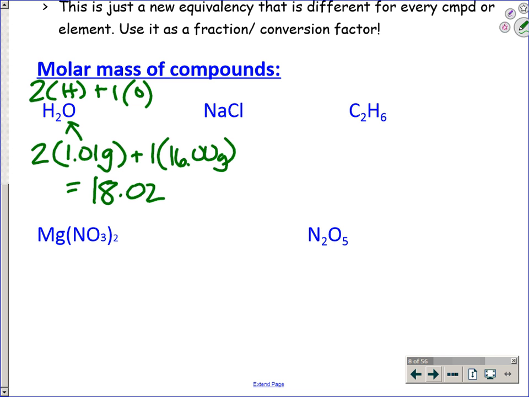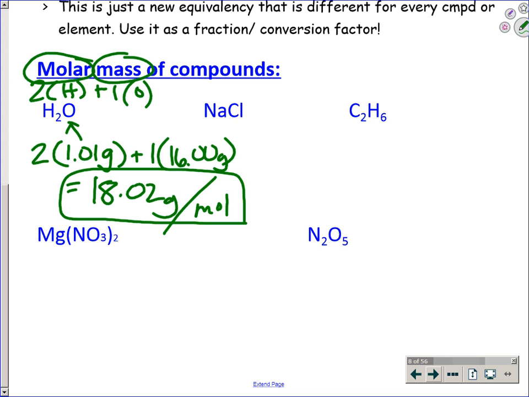18.02. Good. All right, so we can't just write 18.02 because this is molar mass. So I must have both of those units on my number to describe the measurement. So we call that out as 18.02 grams per mole. Okay, so that was a simple one.